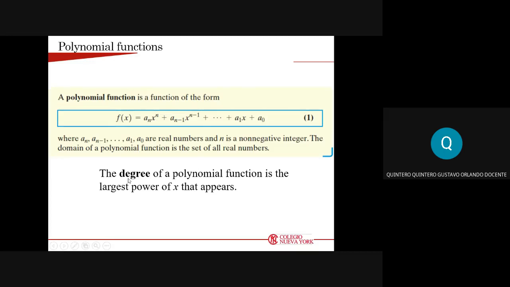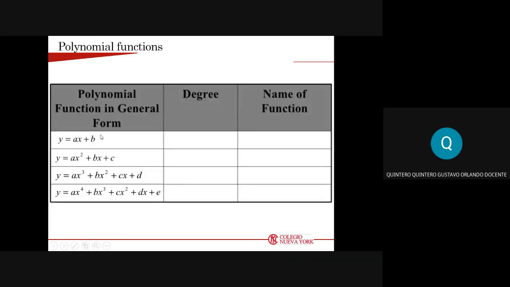Now, also, when we were in 7th grade or 6th grade, we saw what the degree of a polynomial is. The degree of the polynomial is the largest power of x that appears, right? So the biggest exponent, right? Let's take a look at this. Let's jump right into this example. So in here, we have some polynomials that you have worked on in the past with me, and some that you guys haven't worked on in the past.